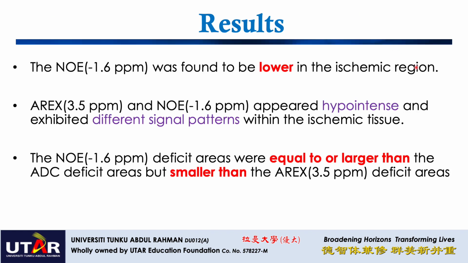So for the results, the study found that the NOE signal was lower in the brain region affected by the stroke compared to the healthy contralateral region. This suggests that NOE imaging at negative 1.6 ppm might be sensitive to changes occurring within the ischemic tissue. Interestingly, unique patterns when comparing NOE with AREX were observed. While both signals showed decreased intensity in the stroke region, their spatial distribution differed, suggesting a unique sensitivity of NOE to changes in the ischemic tissue.